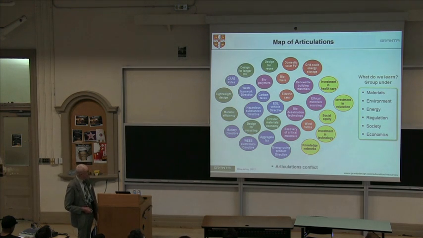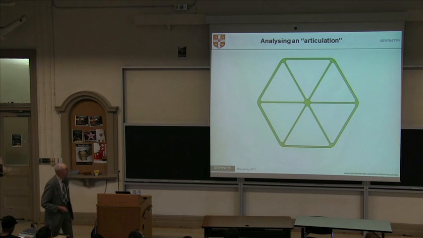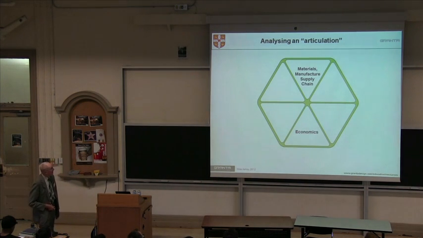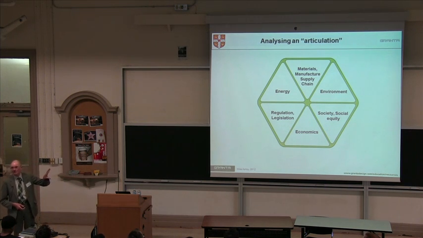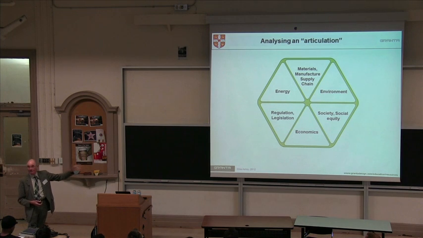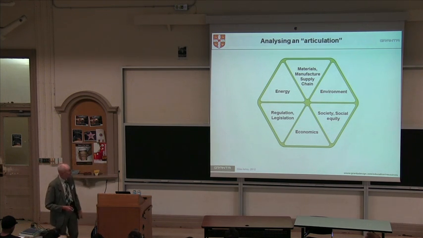Well, I'm going to put those onto a layer as well. You'll see why the layers in just a minute. And I'll make it a hexagonal layer like that. Here's materials, here's energy and environment, here's legislation and regulations, and here's society and economics. The idea of that is simply to remind us that, in examining an articulation, we ought to look at these and at least ask ourselves: is there an energy problem? Is there a materials problem? Is there an environmental problem? Is there a legal problem? That sort of thing.